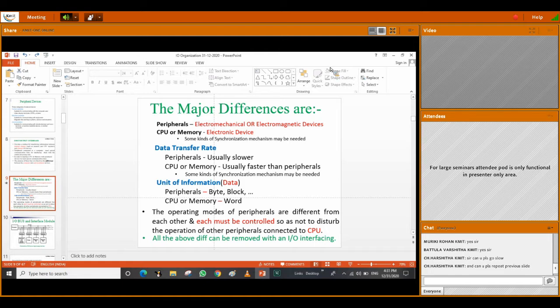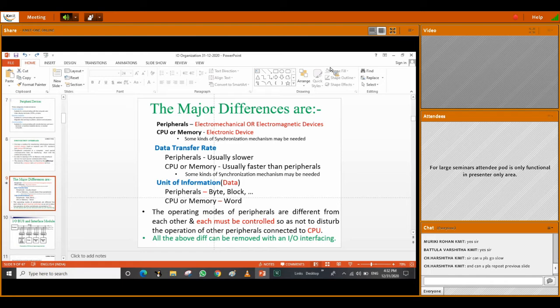Why is it so? For example, when we give input from the keyboard, that depends on our speed. That is why data transfer is slow from peripherals, and the CPU is faster than peripherals. One more difference is the data: in peripherals, data is stored in bytes and blocks, the unit of data being bytes and blocks. Coming to the CPU or memory, it is words.